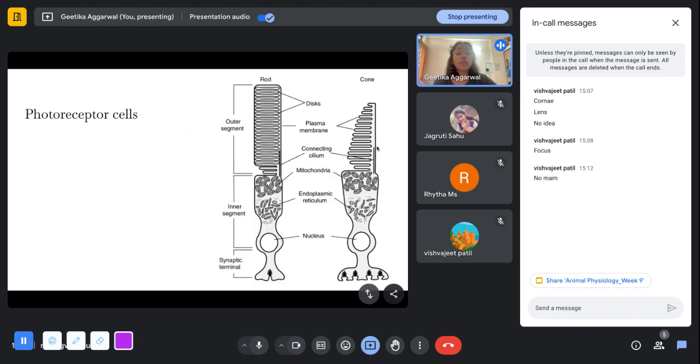Okay, so coming to the rods and cones, which are the photoreceptor cells. Can you guys tell me how the rods and cones are different? What is the difference between these two cells apart from their shape?